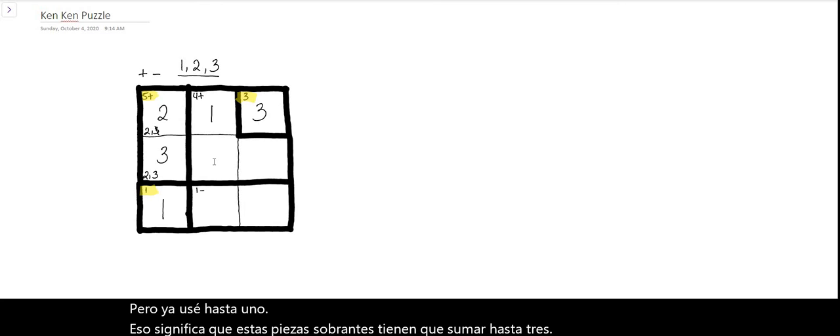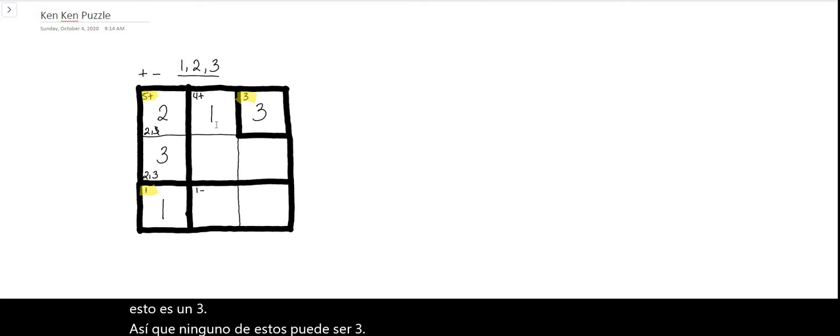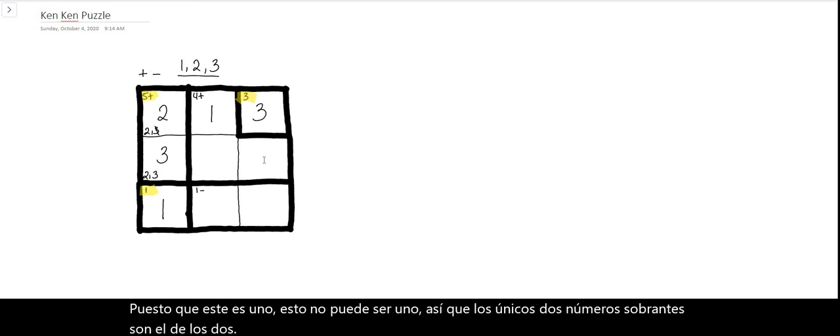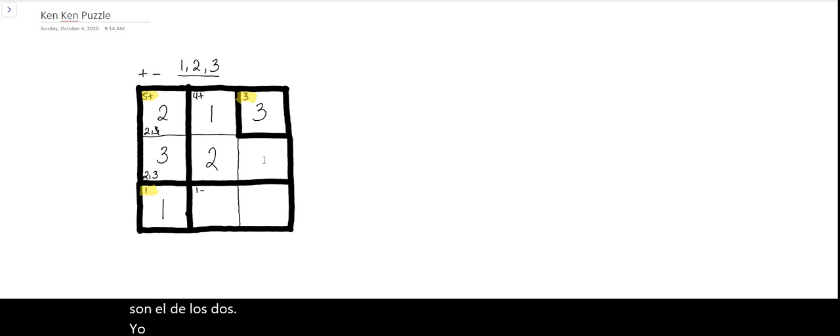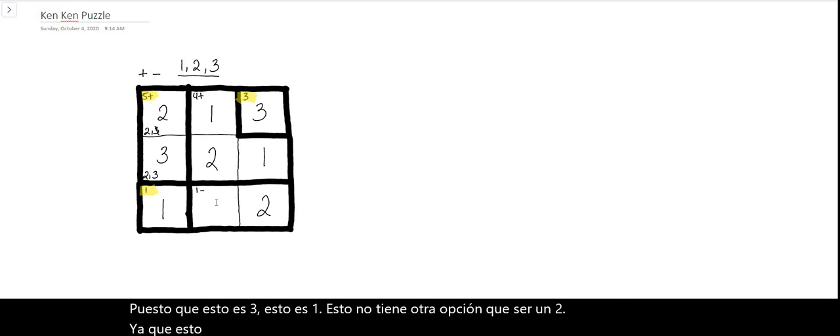In order for that to work, I have to now figure out what numbers are missing. Now, I know this is a 3, so none of these can be 3. Since this is a 1, this can't be a 1. So the only 2 numbers left over are the 1 and the 2. I choose the 2 here and the 1 there. Since this is 3, this is 1, this has no choice but to be a 2. Since this is 1, this is 2, then this has to be a 3.